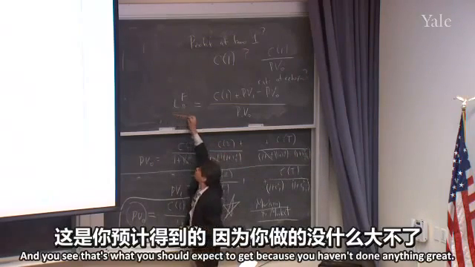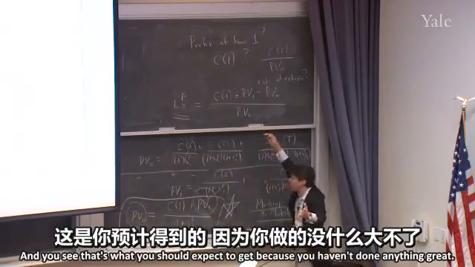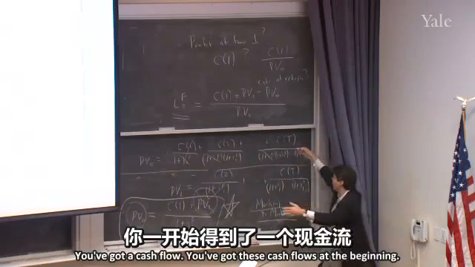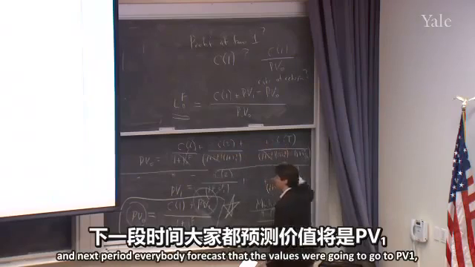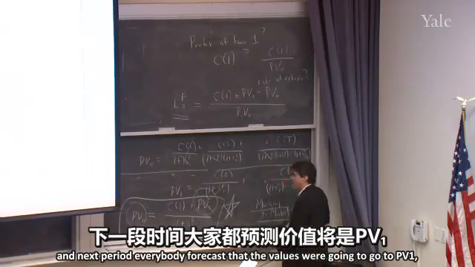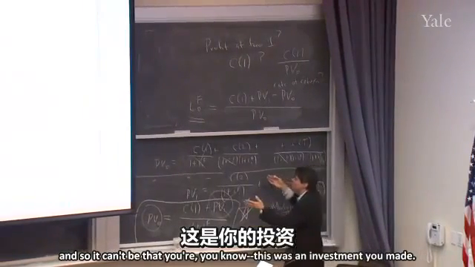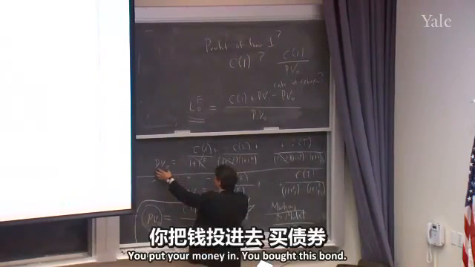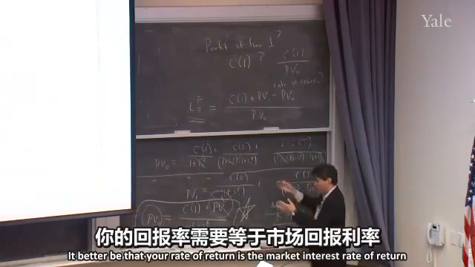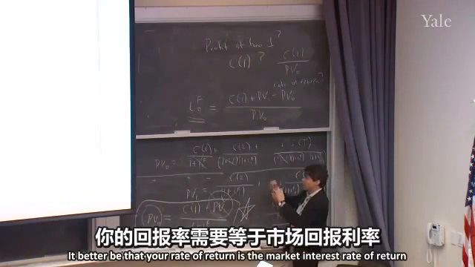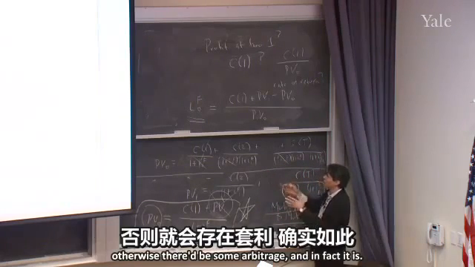And you see, that's what you should expect to get, because you haven't done anything great. You've got these cash flows at the beginning. You paid a fair price for them. And next period, everybody forecast that the values were going to go to PV1. So it can't be that this was an investment you made. You put your money in, you bought this bond. You could sell the bond now at time 1 after having obtained the cash flows. It better be that your rate of return is the market interest rate of return. Otherwise, there'd be some arbitrage. And in fact, it is.